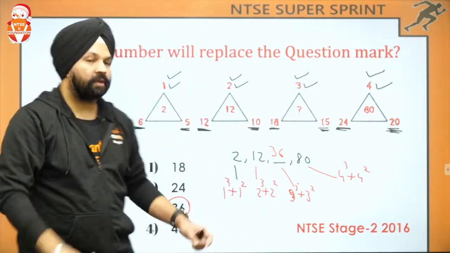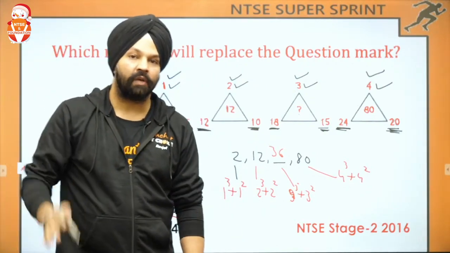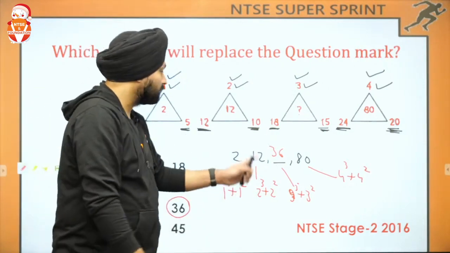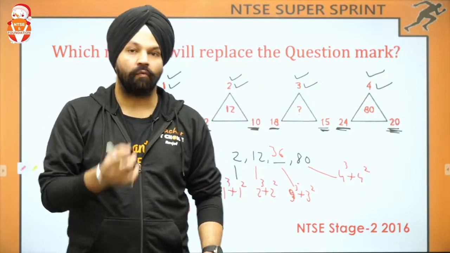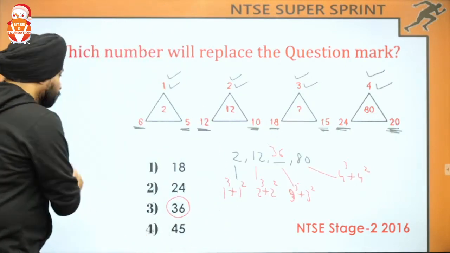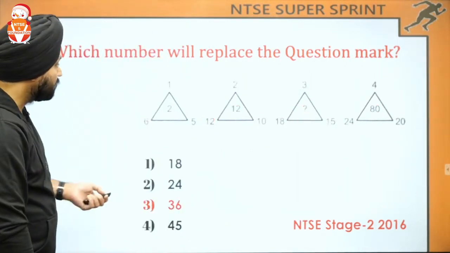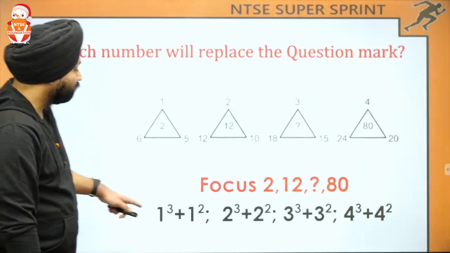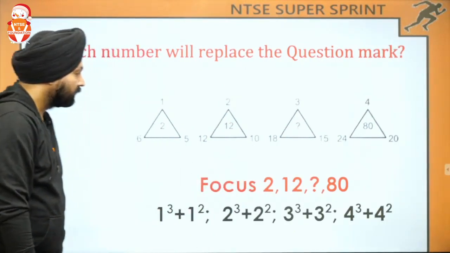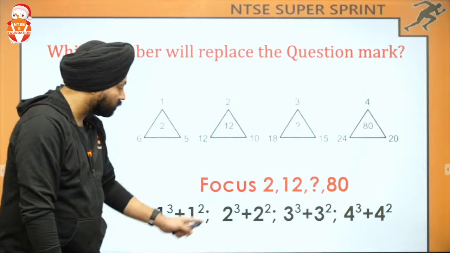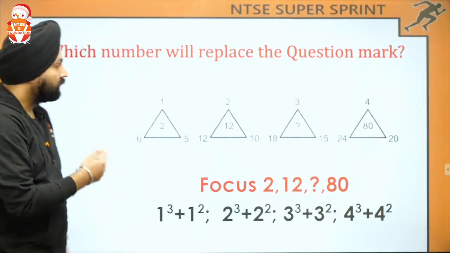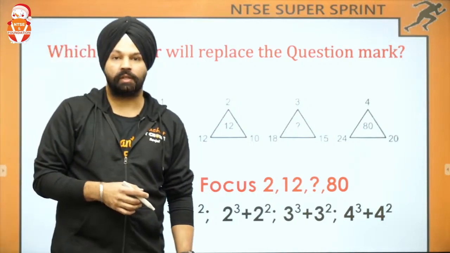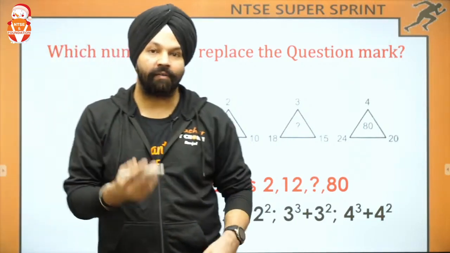You can see that the middle terms are following a pattern of the sum of squares and cubes, because of which the answer is directly 36. So that is method number 1 for solving this particular question. So the answer is 36. We need to focus on 2, 12, dash, 80, which are 1 cube plus 1 square, 2 cube plus 2 square, 3 cube plus 3 square, 4 cube plus 4 square, and then we solve this question, right? But क्या इसके अलावा भी कुछ है?